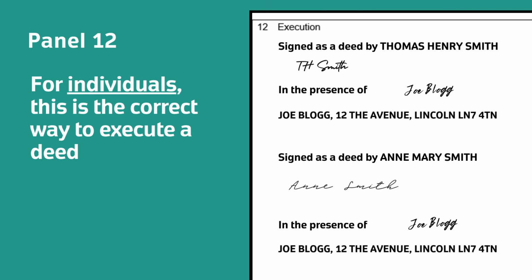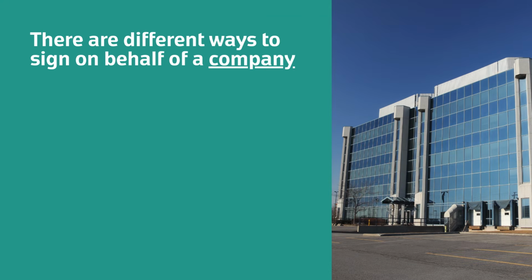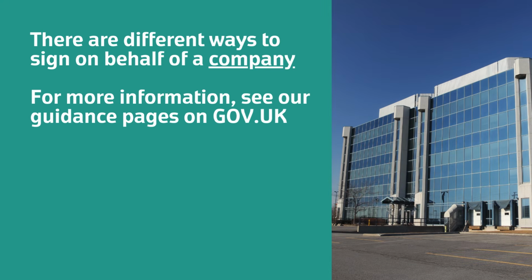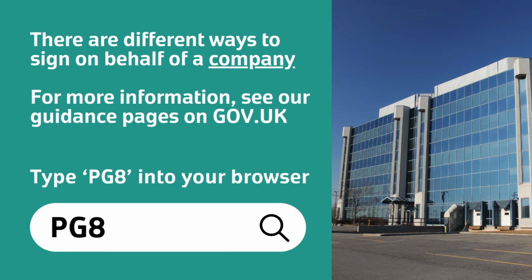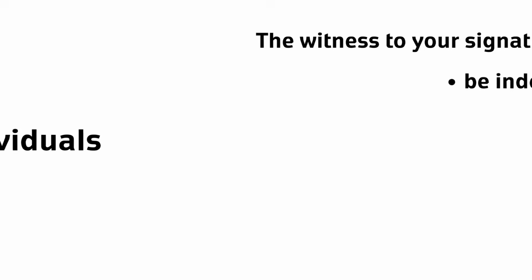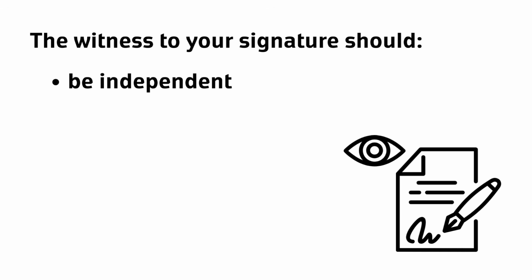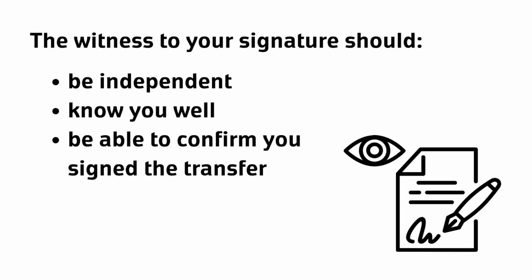Our example shows the correct way for individuals to execute a deed. If you're signing on behalf of a company, there are different ways to execute the deed. For more information, see our guidance pages on gov.uk. Simply type PG8 into your browser. Back to individuals. The witness to your signature should be somebody who is independent, but preferably someone who knows you well and could confirm, if necessary, that you did sign the transfer.